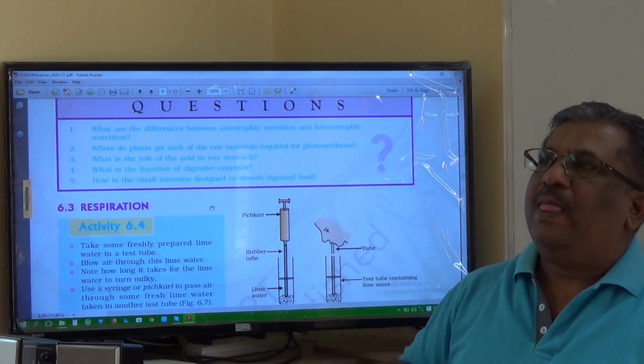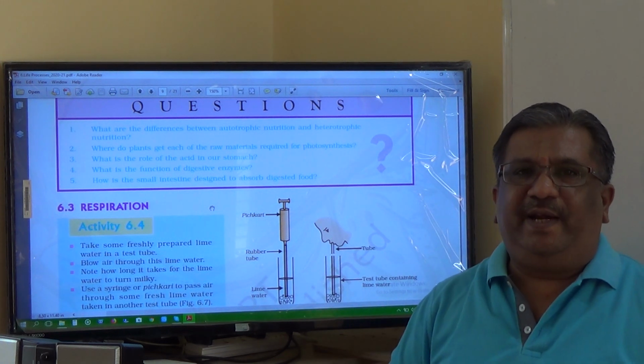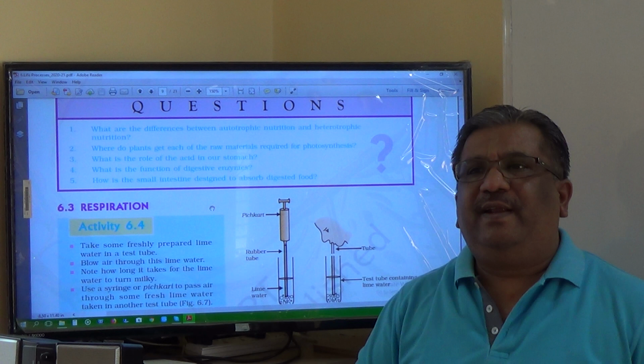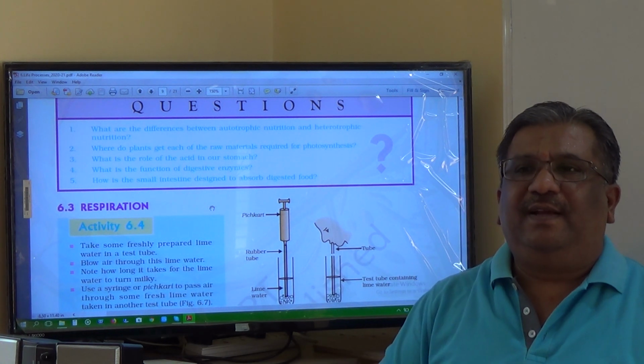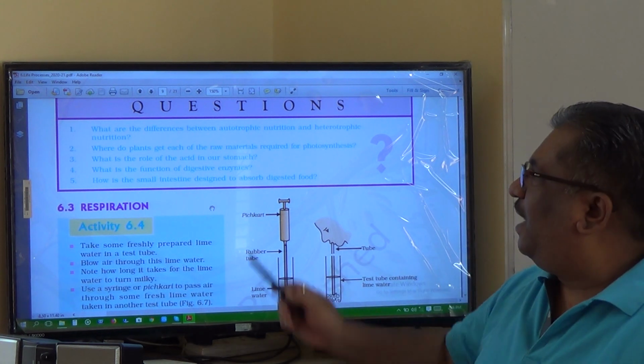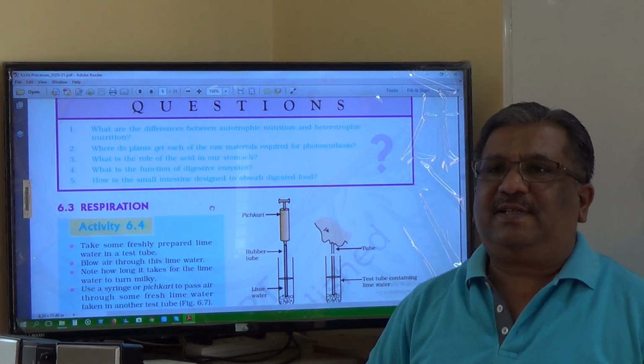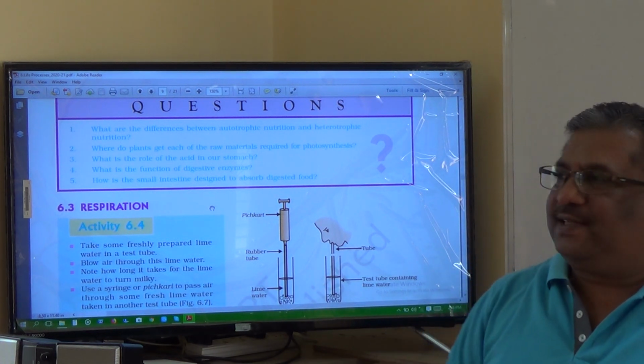Or how do you say? It provides acidic medium inside the stomach, wherein the action of enzyme pepsin is effective. And one more role is it kills disease causing pathogens or germs, you can say simply.